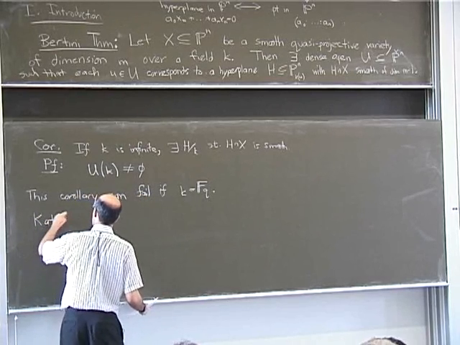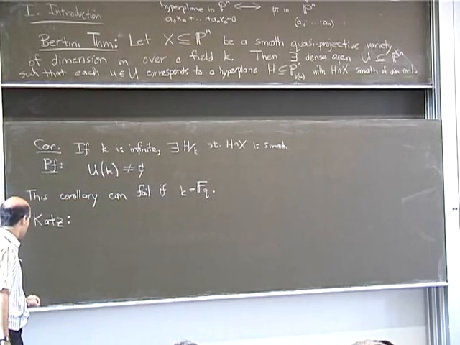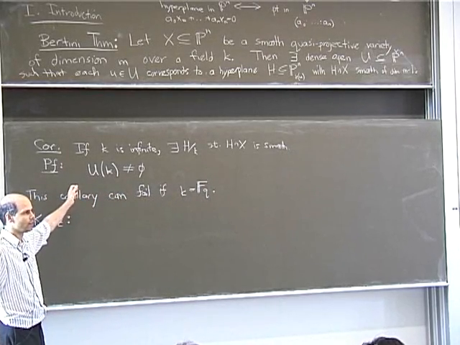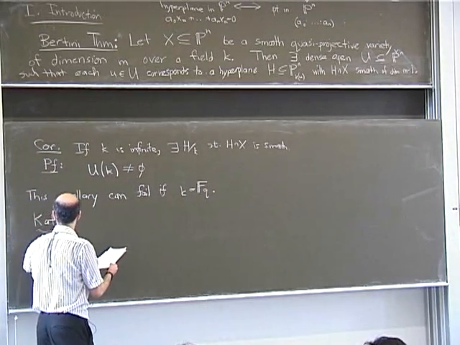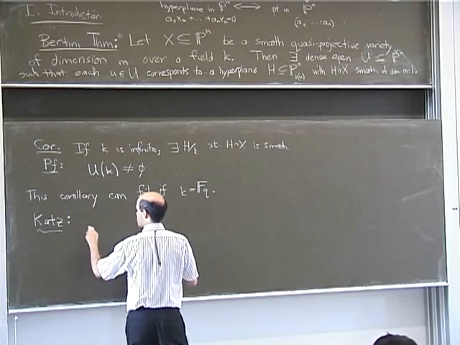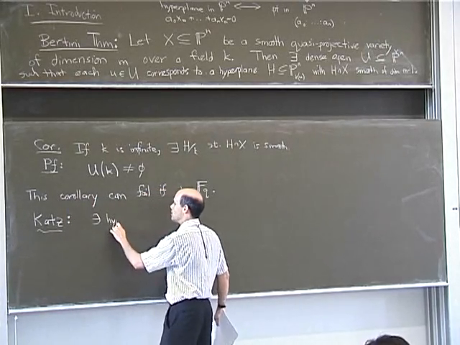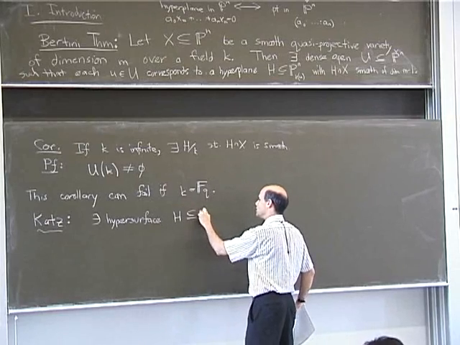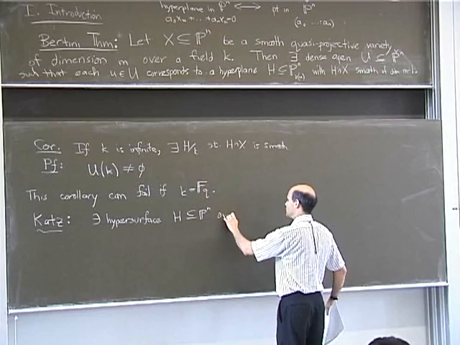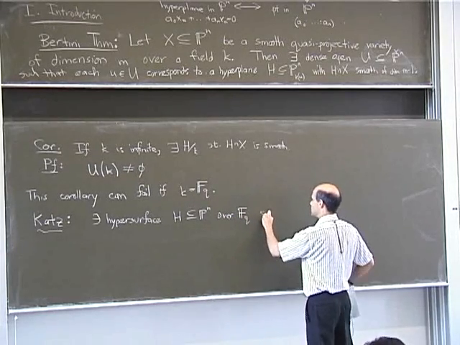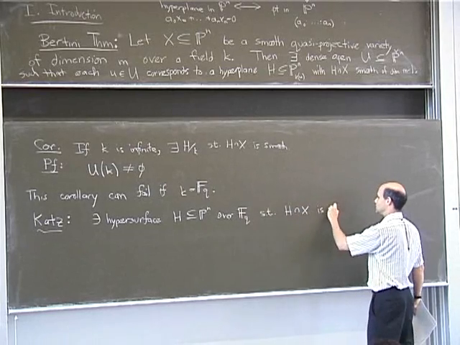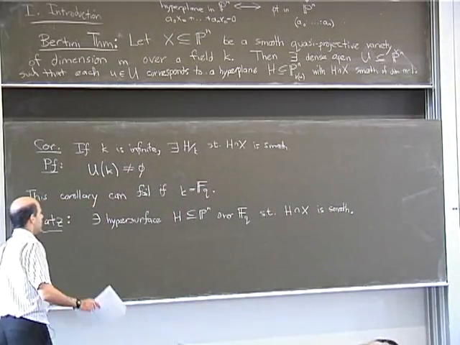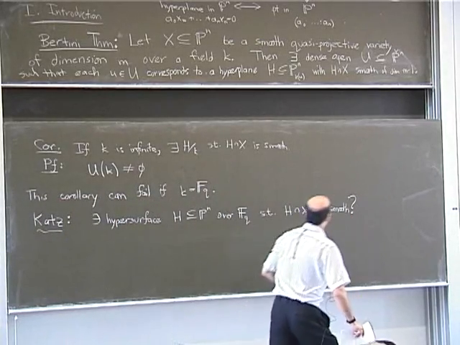Because of this, Nick Katz asked the following question. There are two possible ways you could solve this problem. One would be to enlarge the ground field, and you can do that because the Bertini theorem is true over F_p bar. But the other way you could try to resolve this is to ask whether there exists not a hyperplane but a hypersurface of higher degree, a hypersurface H in Pn, but over K, which from now on is going to be this finite field F_q. Does there always exist a hypersurface such that H intersect X is smooth? Because now, even though you're restricting the ground field, you still have infinitely many to try, and so there's some hope. So this is a question he asked, and the answer is yes.